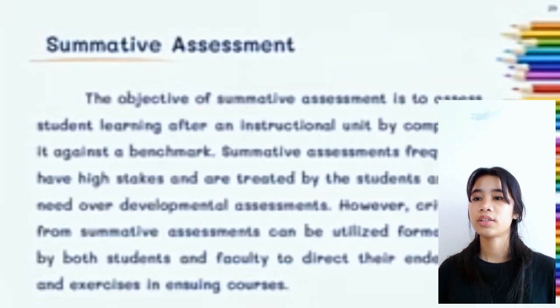Summative assessment. The objective of summative assessment is to assess student learning after an instructional unit by comparing it against a benchmark. Summative assessments frequently have high stakes and are treated by the students as more important than developmental assessment. However, feedback from summative assessment can be utilized formatively by both students and faculty to direct their innovations and exercises in ensuing courses.